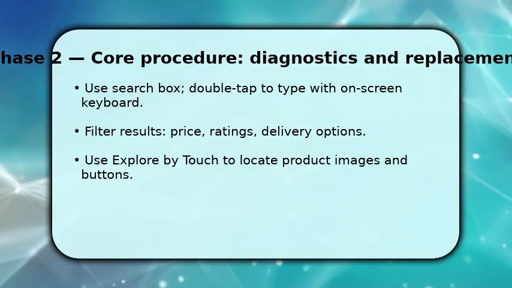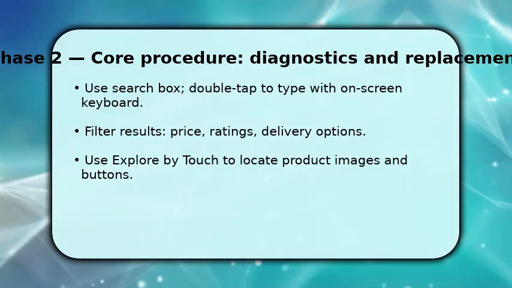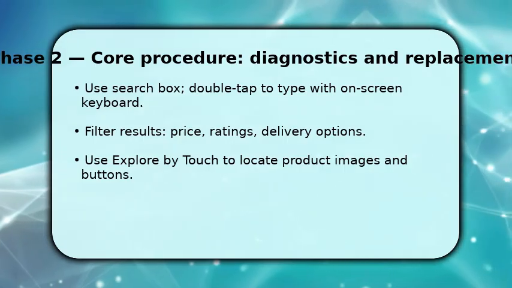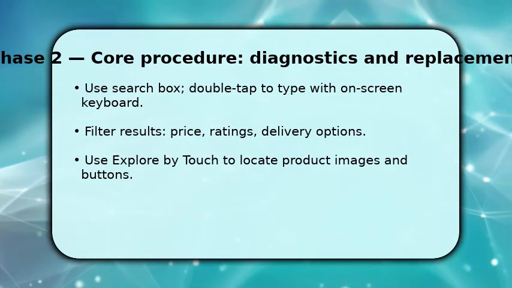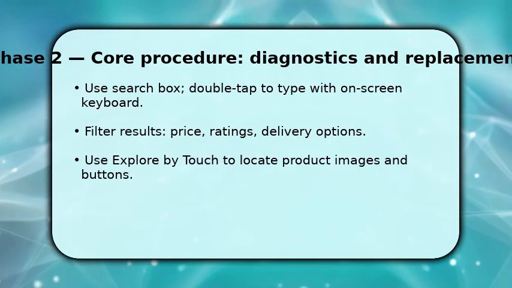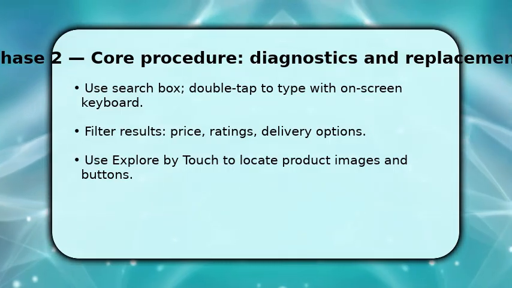Use Explore by Touch to find product images, add to cart, and details buttons. This helps when layout is dense. Make sure to listen for headings like reviews and specifications. These guide your decision. If detail pages are long, use headings navigation to jump quickly.